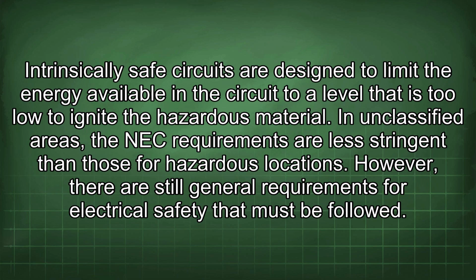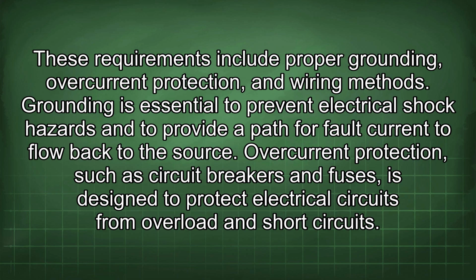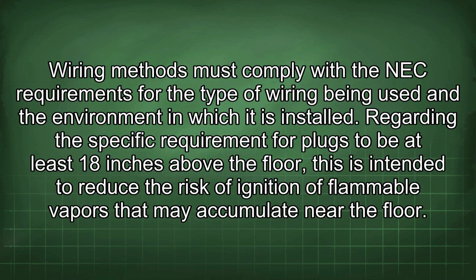In unclassified areas, the NEC requirements are less stringent than those for hazardous locations. However, there are still general requirements for electrical safety that must be followed. These requirements include proper grounding, overcurrent protection, and wiring methods. Grounding is essential to prevent electrical shock hazards and to provide a path for fault current to flow back to the source. Overcurrent protection, such as circuit breakers and fuses, is designed to protect electrical circuits from overload and short circuits. Wiring methods must comply with the NEC requirements for the type of wiring being used and the environment in which it is installed.